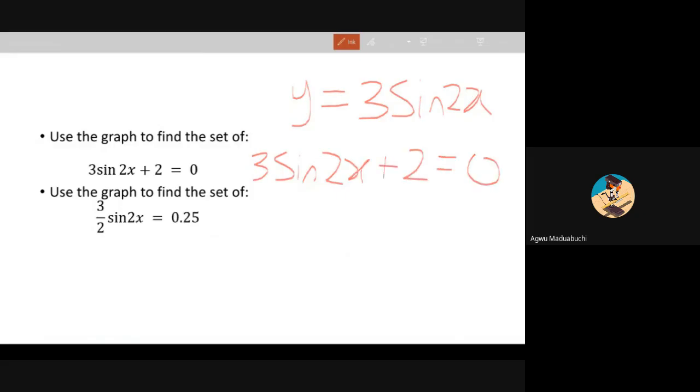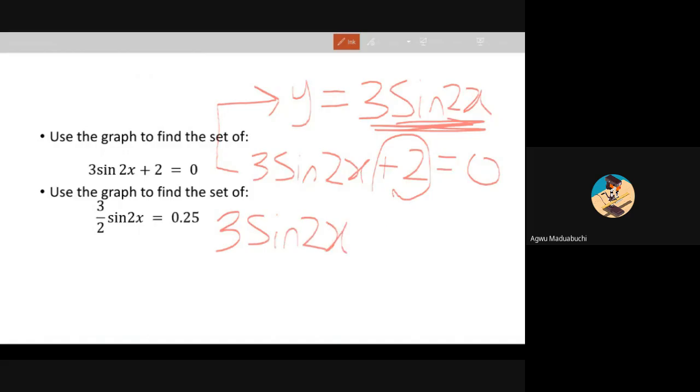So like we said, what do you do? From here, how do you get back to the equation we want? This equation just had 3 sine 2x. It doesn't have this positive 2. So what do we do? It's like saying take positive 2 to the other side, or subtract positive 2 from both sides. If you subtract positive 2, what will that give you? 3 sine 2x is equal to negative 2.